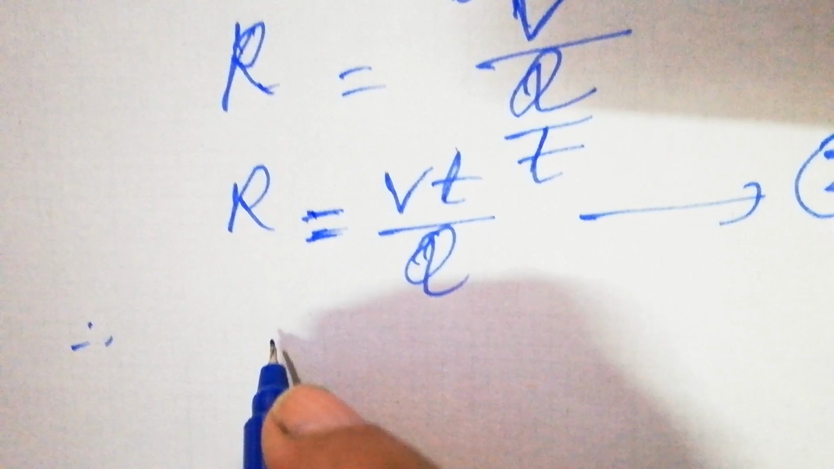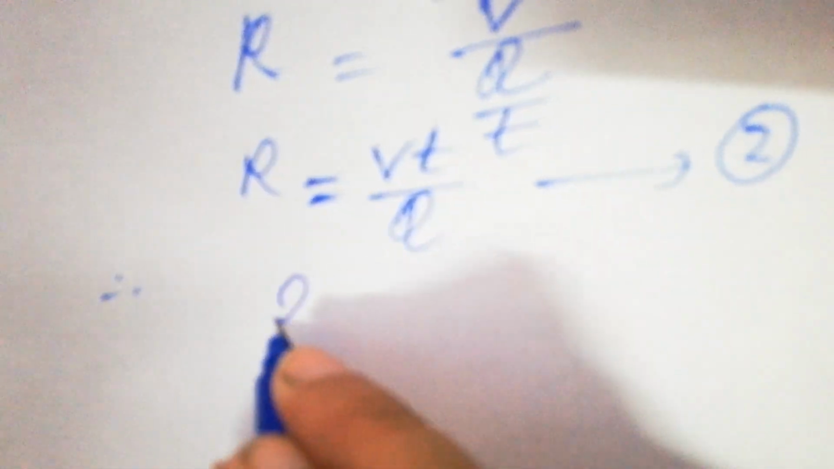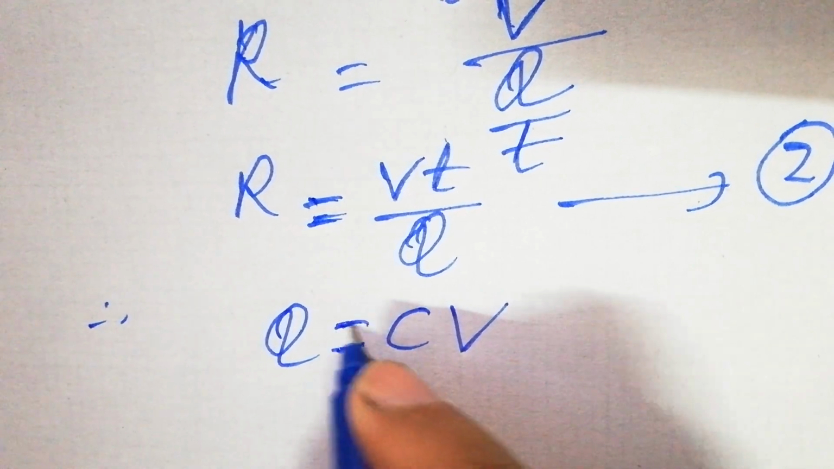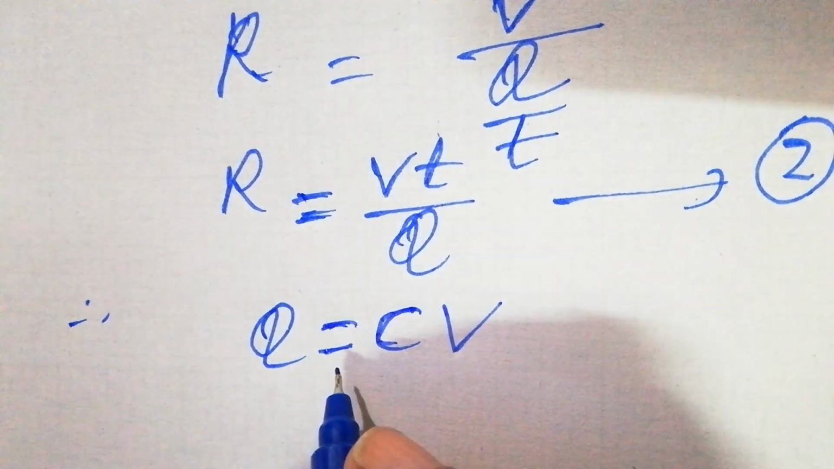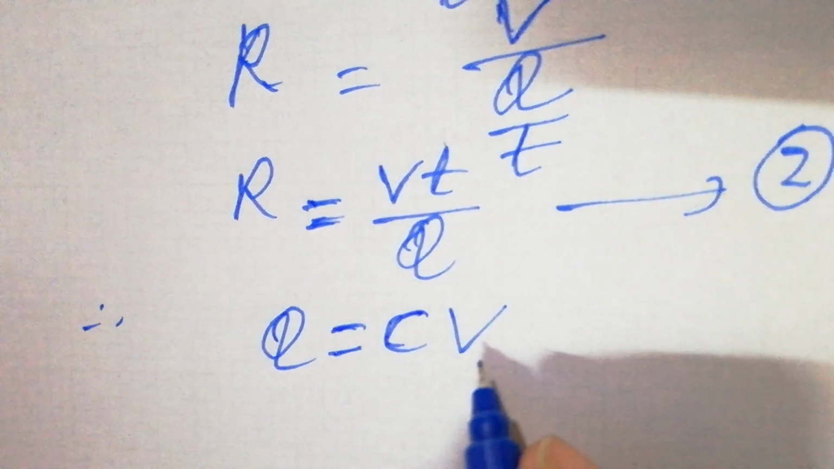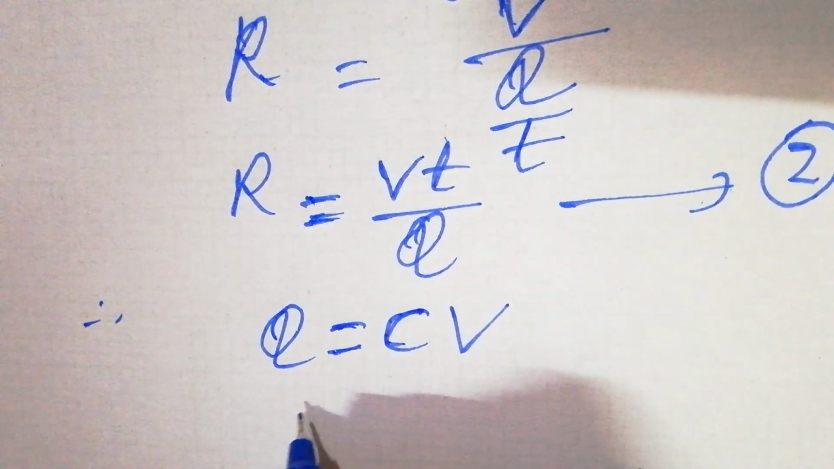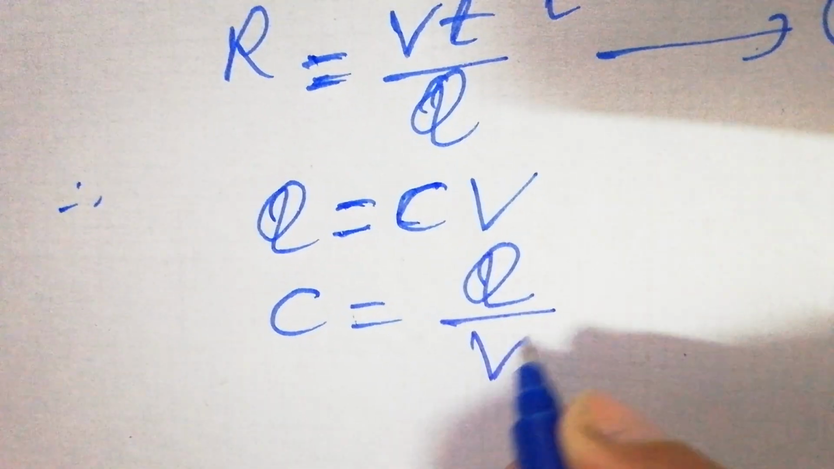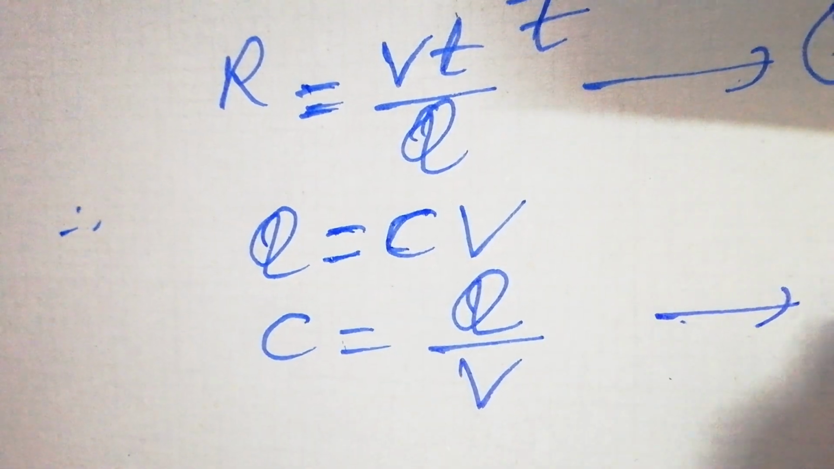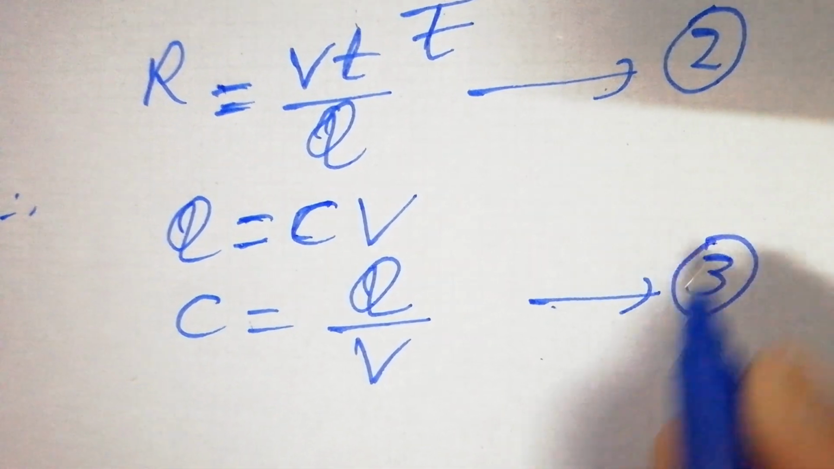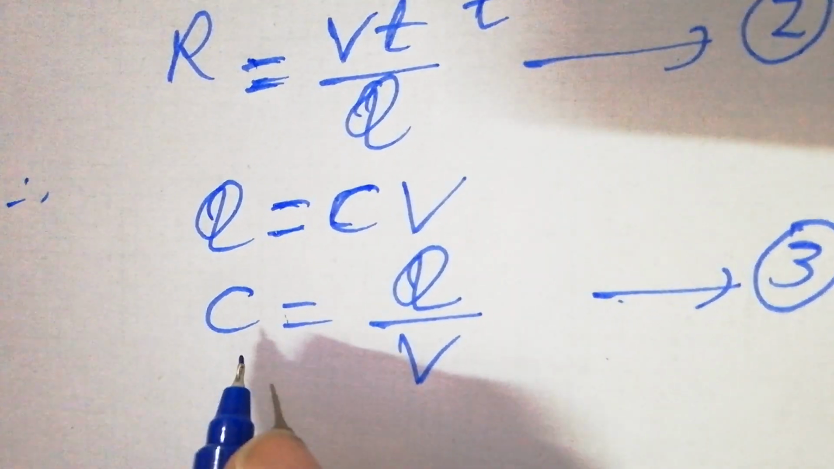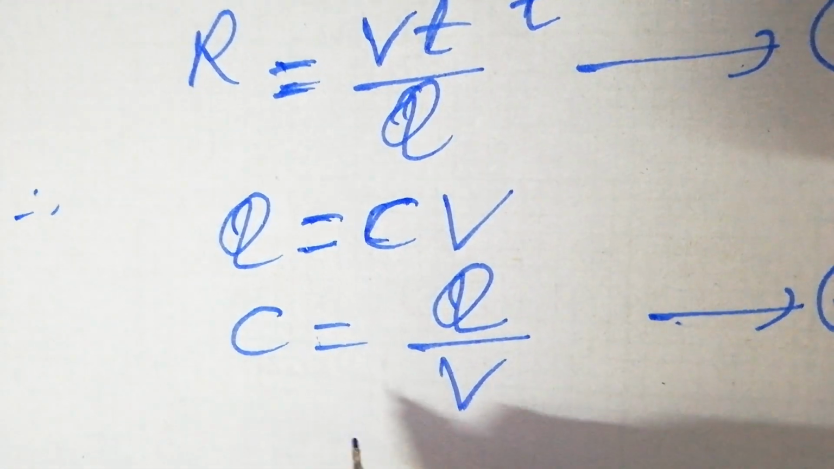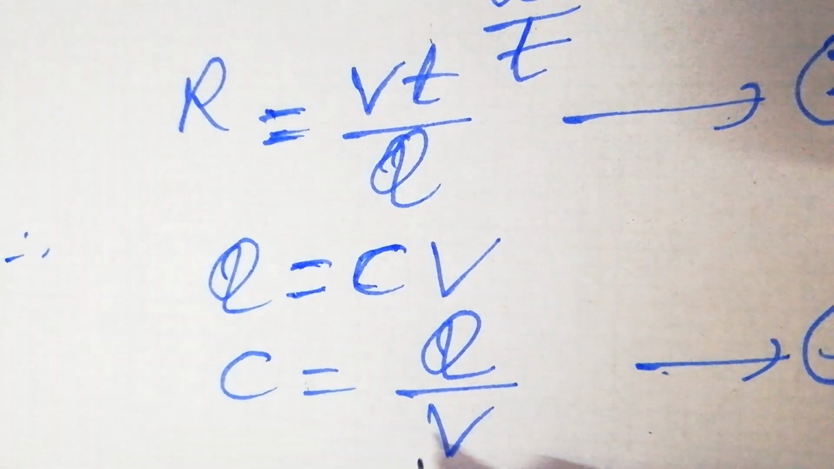And in case of a capacitor, we know this relation, Q is equal to CV. We already know this relation. In case of a capacitor, Q is equal to CV, and C is equal to Q over V, and it's another equation, I mean equation number 3. Q is equal to CV, C is equal to Q by V, students.